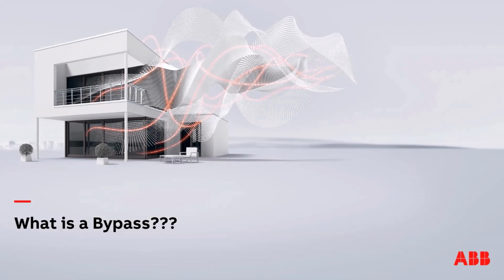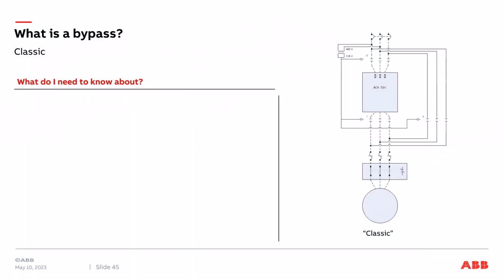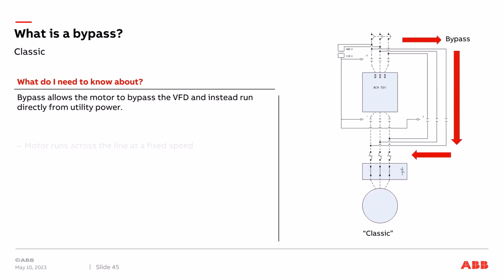So let's talk about what a bypass is. So there's something called a bypass. When you buy a drive, you can buy it with a bypass. What you need to know is the bypass allows the motor to run in bypass instead of the VFD, and it runs directly from utility power. The motor runs across the line at a fixed speed, and the motor starts with a high current draw, just like a normal starter would. So the bypass is there in case something happens to the drive.